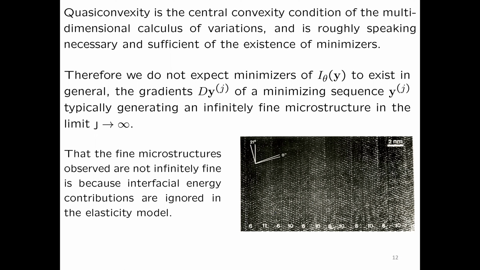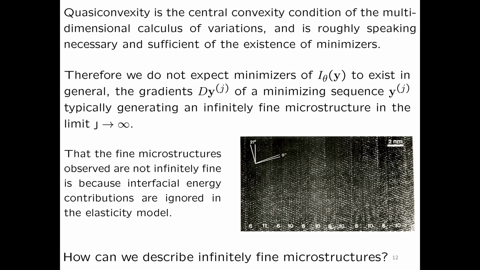But what's interesting about this model is that the fact that the minimum is not attained, in some sense, explains mathematically why you see these incredibly fine microstructures in materials. Well, how can we describe them mathematically? Well, one way to do it is through so-called gradient Young measures.